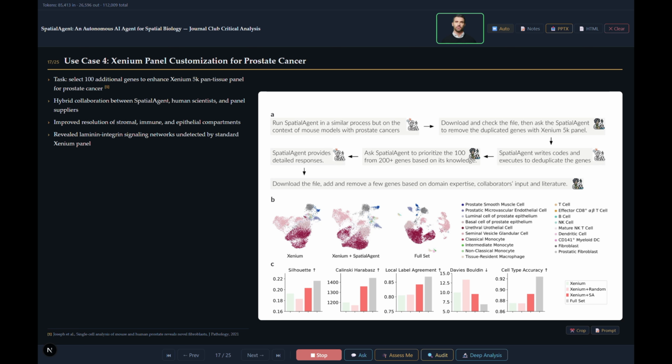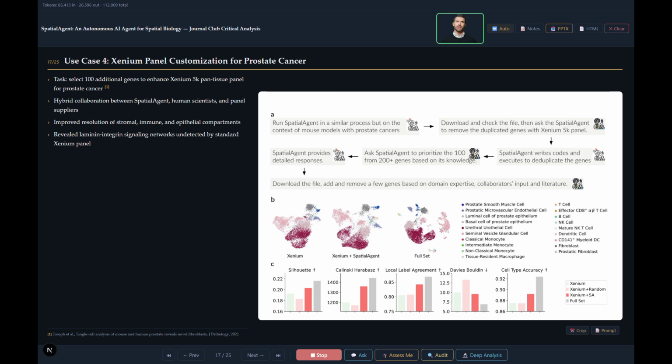The fourth use case is particularly relevant for practical adoption. SpatialAgent was used in an ongoing wet lab experiment to design a customized gene panel. They tasked it with selecting 100 additional genes to enhance the Xenium 5K pan-tissue panel for prostate cancer mouse models. The selected genes improved the definition of basal epithelial cells, fibroblasts, and prostate microvascular endothelial cells. Crucially, the enhanced panel also revealed laminin-integrin signaling networks that were completely undetected with the standard panel.